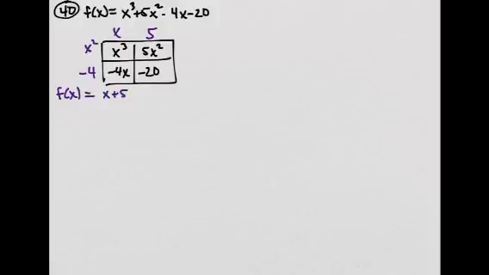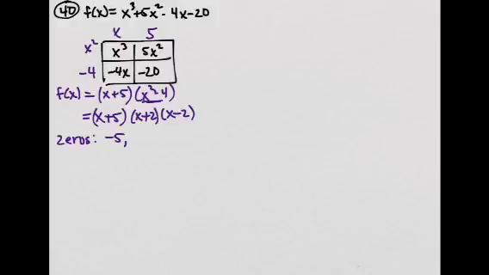So your factors are x plus 5 and then x squared minus 4. Now this factors further, that's the difference of squares. So that would be x plus 2, x minus 2, so the zeros are negative 5 and plus or minus 2.